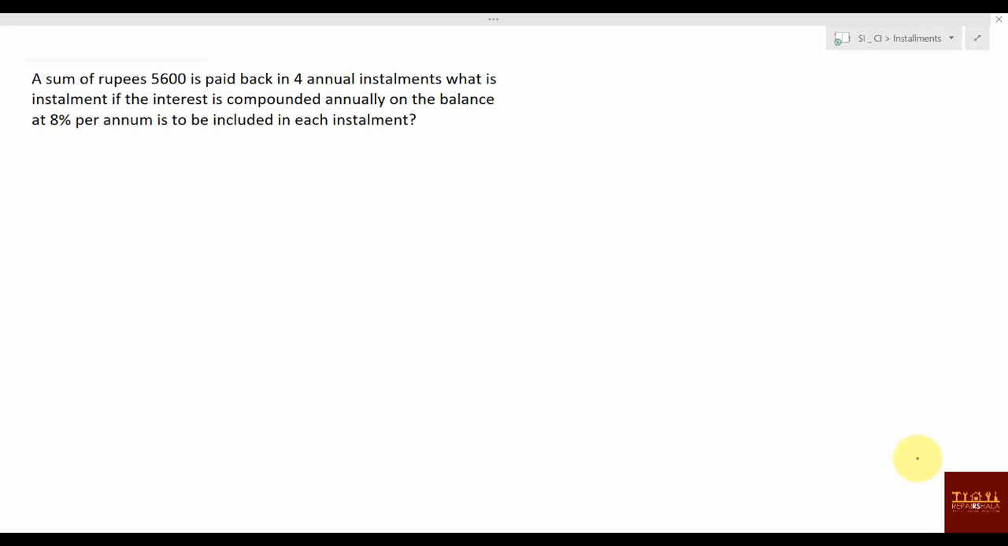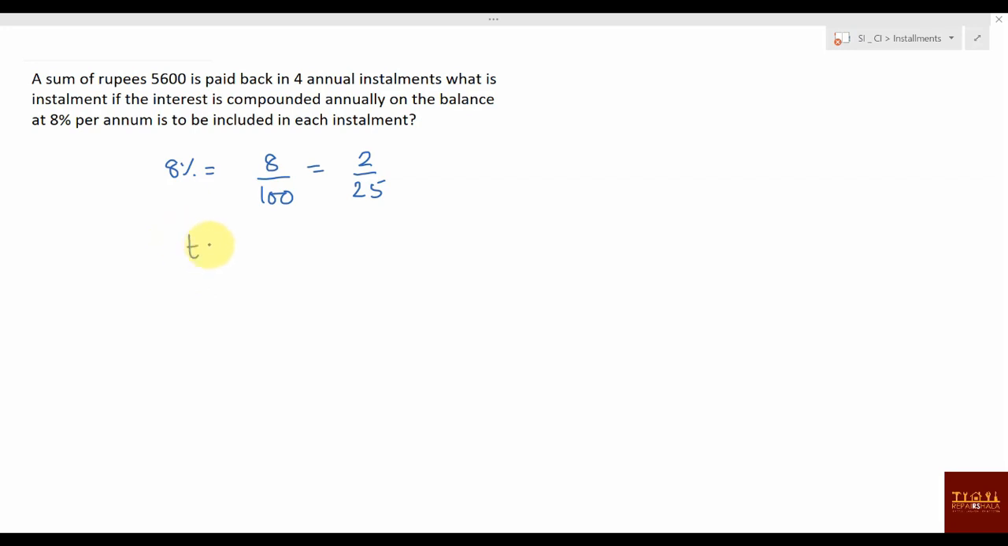A sum of rupees 5,000 is paid back in 4 annual installments. What is the installment if the interest is compounded annually on the balance, again at 8% per annum? Can I write 8% as 8 by 100? Right? Or you can say 2 by 25. Okay.